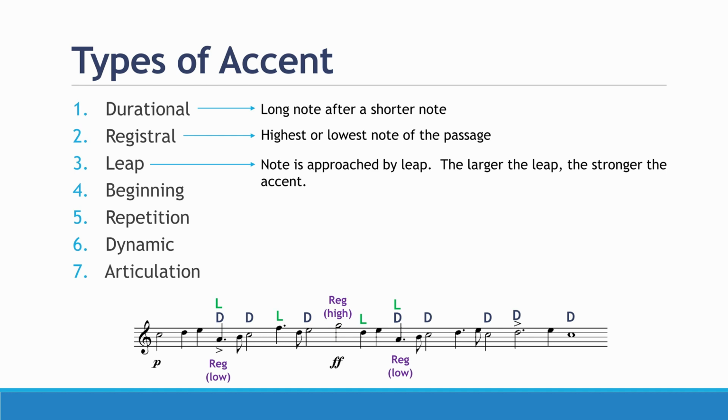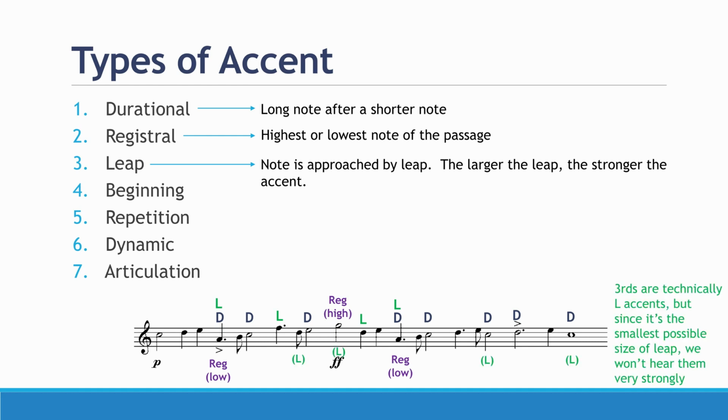We have a couple other leaps in the passage that I've indicated. The C to F is a leap of a fourth. The G to D is also a leap of a fourth. And then we get that same leap of a fifth repeated to land on the A. Thirds are technically leap accents, but since it is the smallest possible size of leap, we're not going to hear them particularly strongly as accents. So in that case, probably your best bet is to just indicate them in brackets to show that they're there, but they're not really that strong. There are some cases, which we'll probably discuss when we get to some of the analysis work, where it might be more important than in other cases to show these.